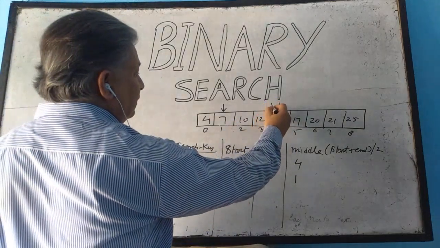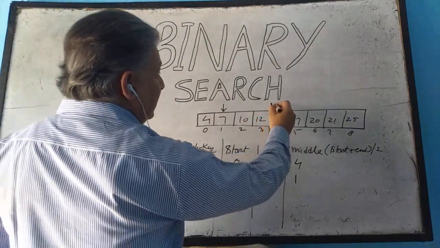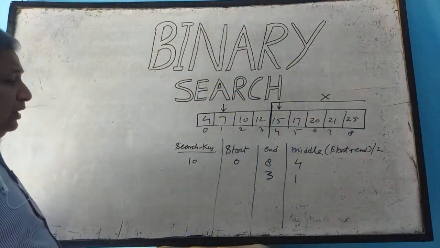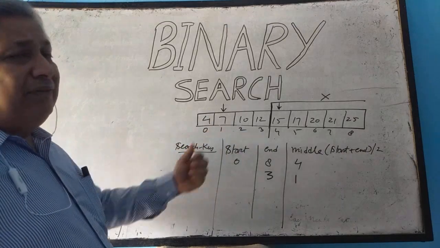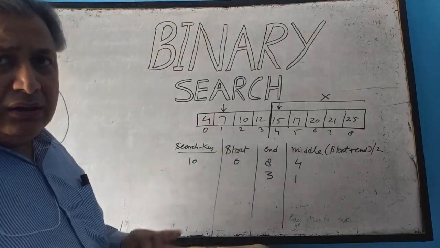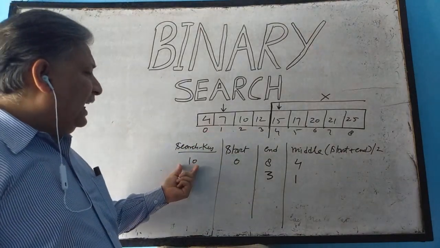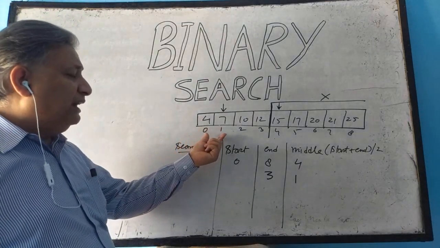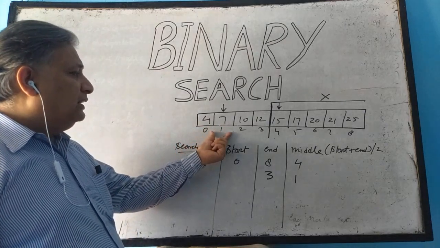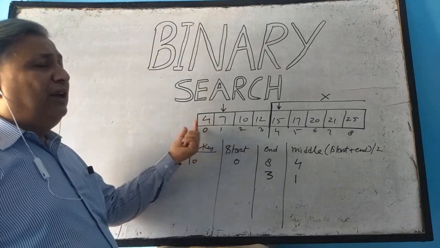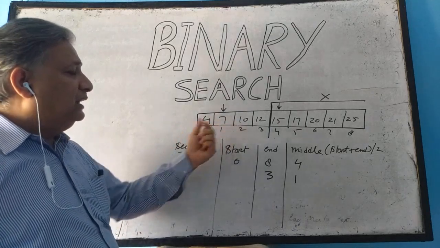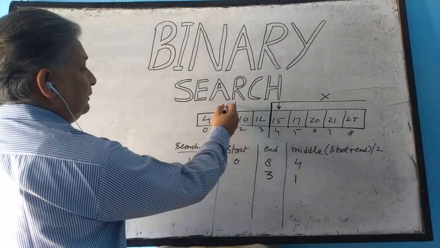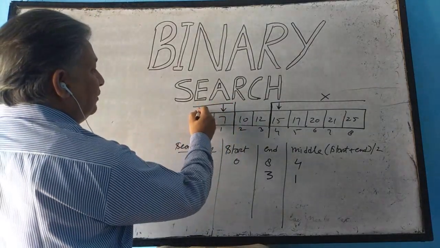In this part, that part is eliminated. Okay, so now 10 is compared with the middle, which is 7. Is it equal? No. So 10 is less than 7, false. 10 is more than 7 is true. It means 10 cannot be at the left hand side, 10 is at the right hand side. So again we are going to eliminate this part.